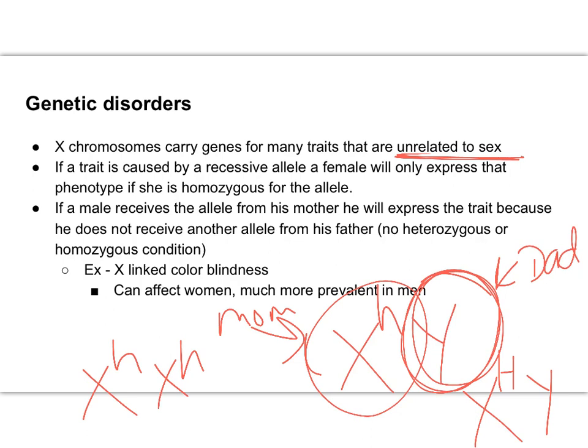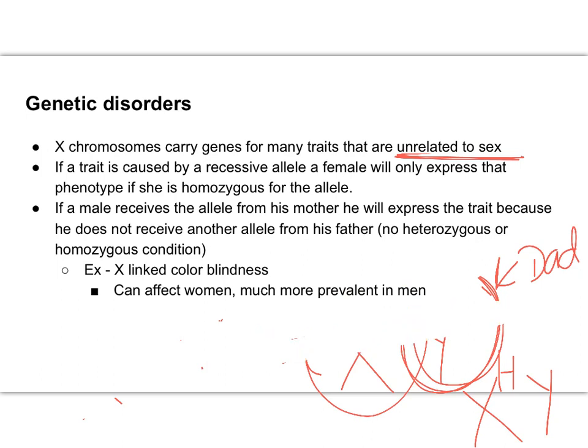So the mom could pass on her X-linked gene to the son, and the son could express the disorder because there's no carrier, there's no heterozygotes, there's no homozygousness in this. It is just one allele, so that's what you have. For example, color blindness. Color blindness can affect women, but it's not nearly as common in women because women have to get both recessive alleles.